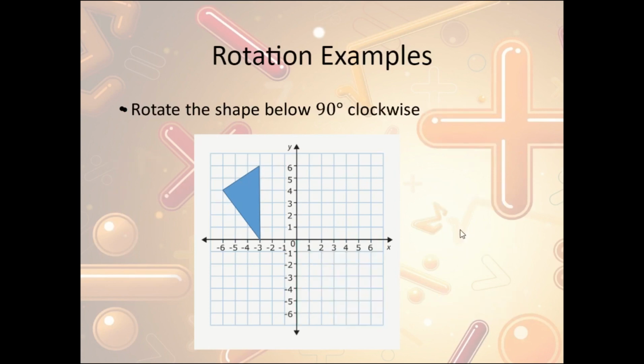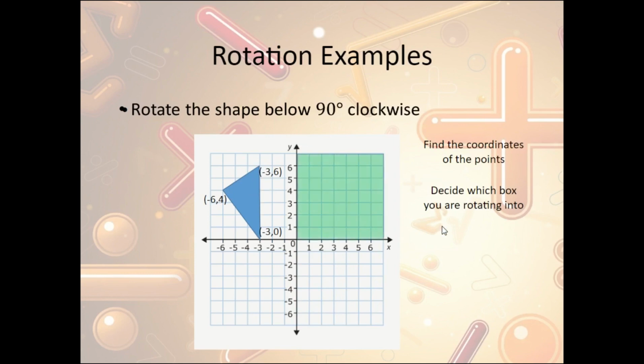Now 90 degrees clockwise, same thing, write out the coordinates. Decide which box we're rotating into. Well, 90 clockwise is going this direction, so it goes into this box here. And then for every 90, flip them. So 3, 6 becomes 6, 3, and so on.